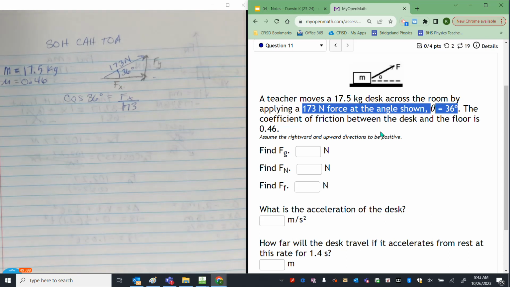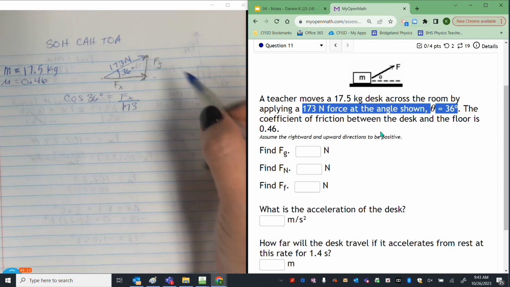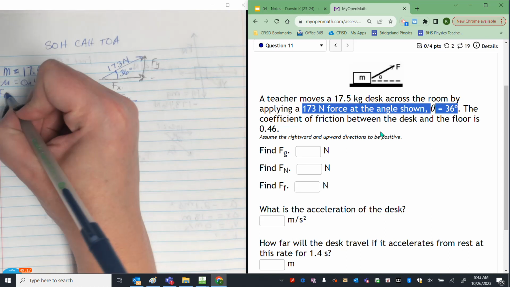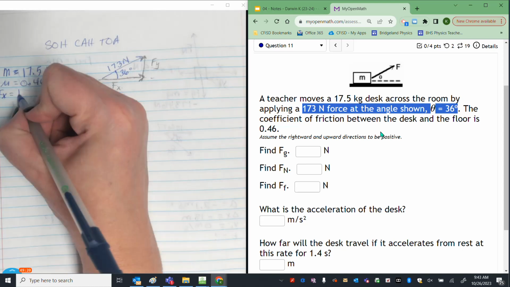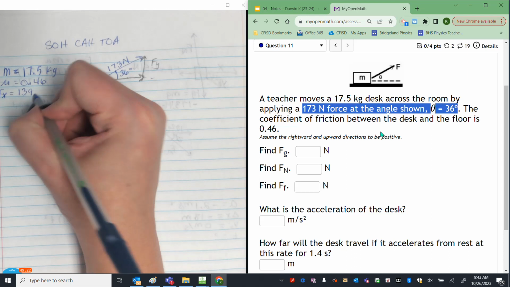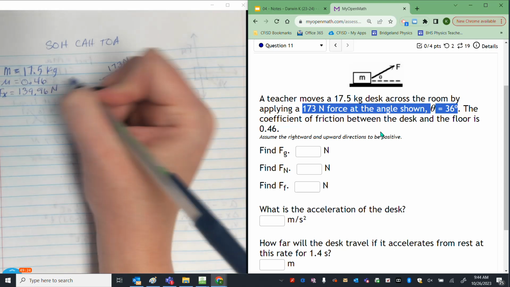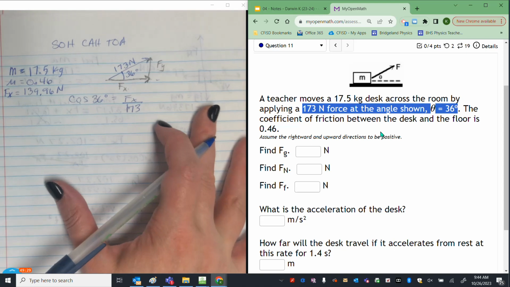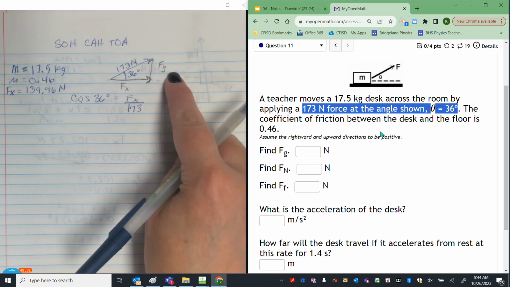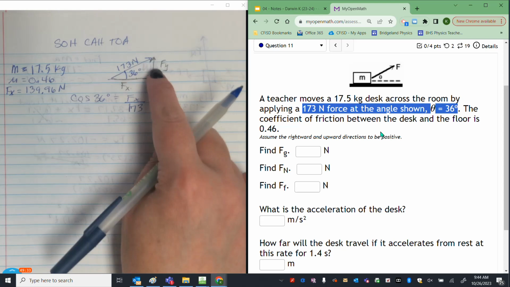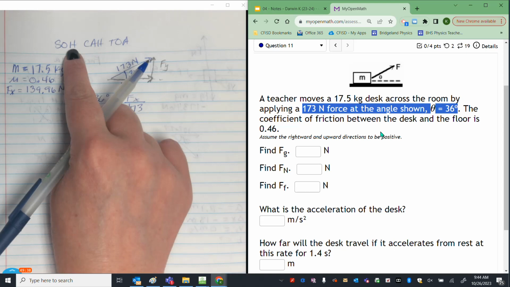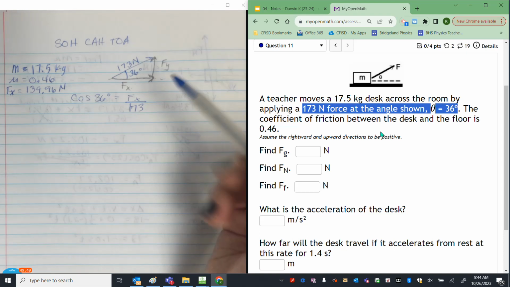173 times cosine 36 degrees, and that gives us f in the x direction is equal to 139.96. That's rounded, but we'll go ahead and write that. Okay, so that is the applied force in the x direction. We can also do the same thing for the y direction, but it's going to end up being sine because it's opposite. So opposite my angle, hypotenuse, it's going to end up being 173 times sine 36.